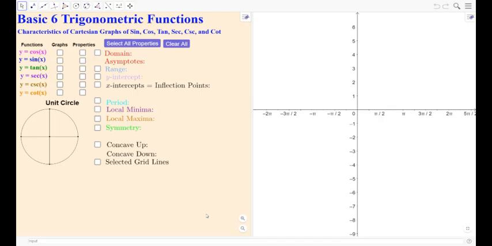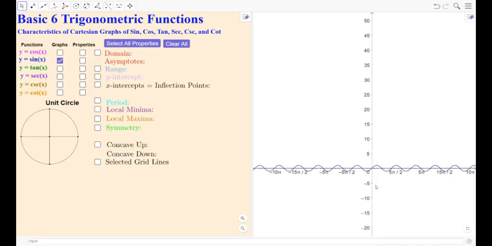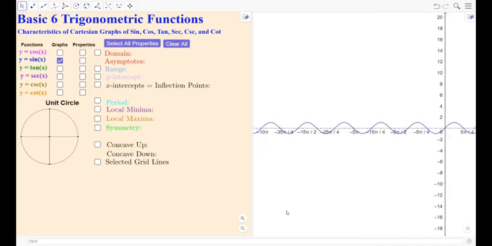Okay, so now let's look at this GeoGebra applet that I've built for looking at the graphs of the 6 basic trigonometric functions and looking at their properties. So let's start with the graph of sine of x. So there's the graph. We can see that it's on a square scale here.